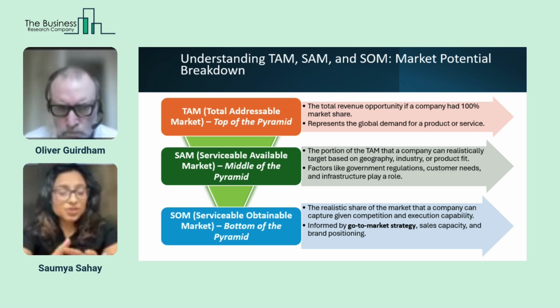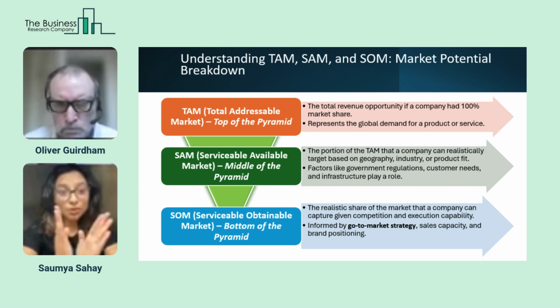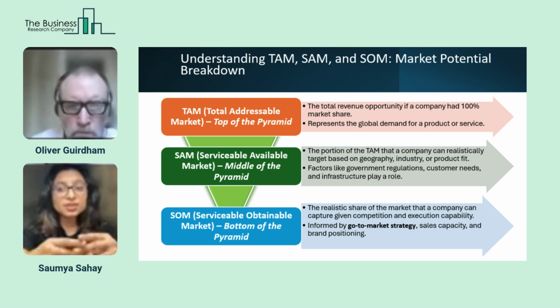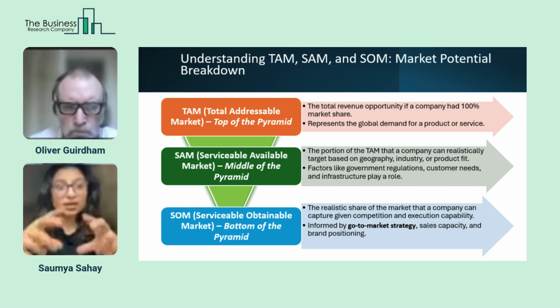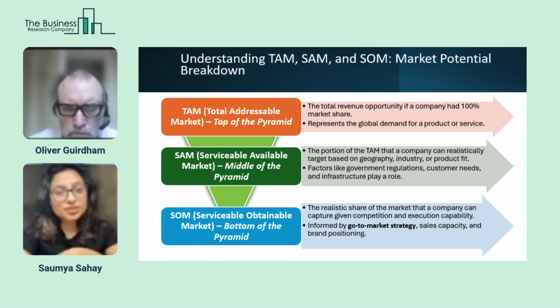So it is a portion which you can cover again, given that there is no competition. Then coming to the next step, it is SOM, which is serviceable obtainable market, which is the bottom of the pyramid. So it is the realistic portion, the most realistic portion of SAM you can actually capture within your market, considering the competition, the pricing strategies, the resources, and the optimization that you are to implement.